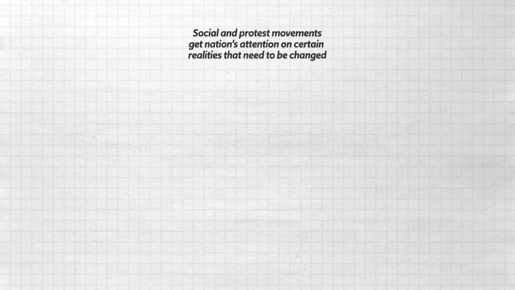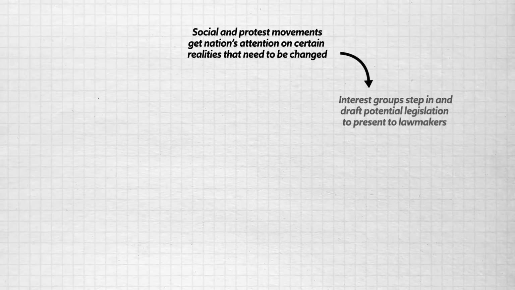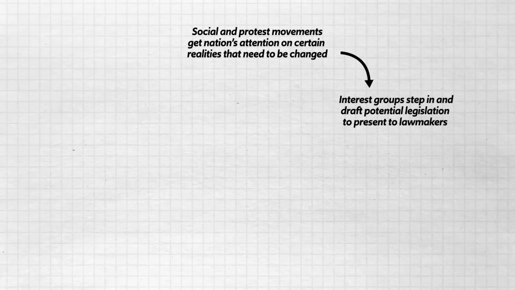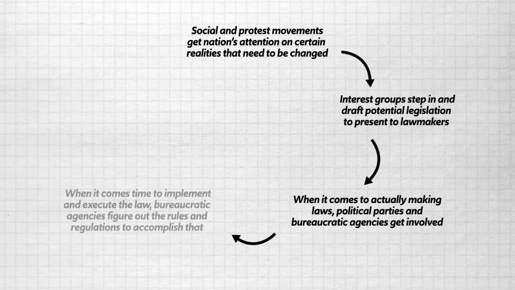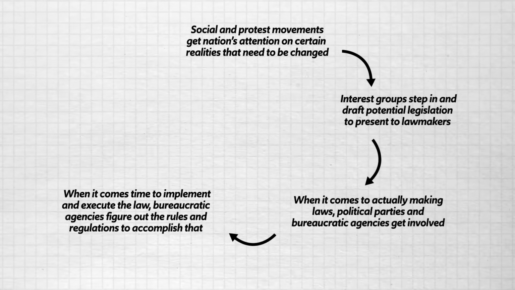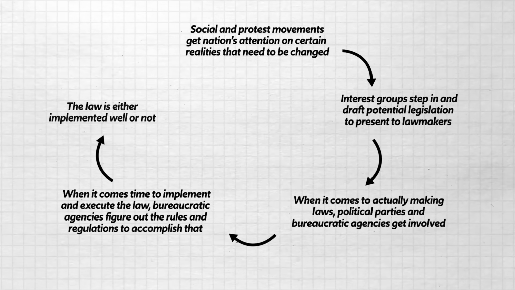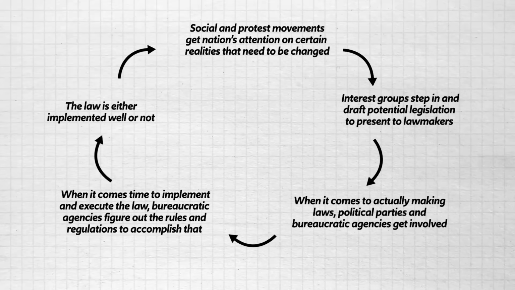Social and protest movements are really good at getting the nation's attention on certain realities that need to be changed. Then as those policies are being formed, interest groups will step in and draft potential legislation to present to lawmakers. Then when it comes to actually making the laws, political parties and bureaucratic agencies get involved. And then it comes time to implement and execute the law, so bureaucratic agencies figure out the rules and regulations to accomplish that. And then once the law is in place, maybe it's going to be implemented well or not, and if not, social and protest movements might spring up to get the nation's attention, and the whole process starts over again. So the point is, there are a lot of political actors that take the stage and play their roles when new policies need to be enacted. Sometimes they're more successful and sometimes they're less successful, but they are always working nonetheless.